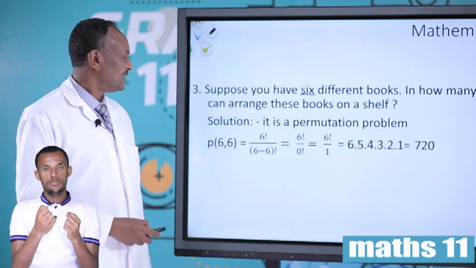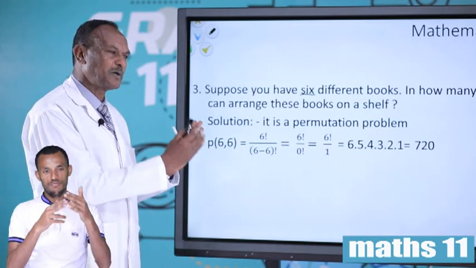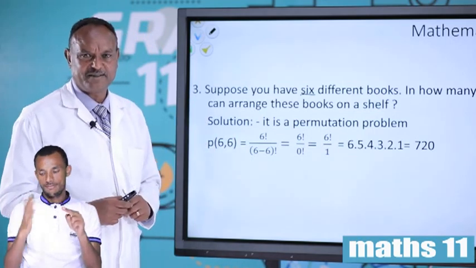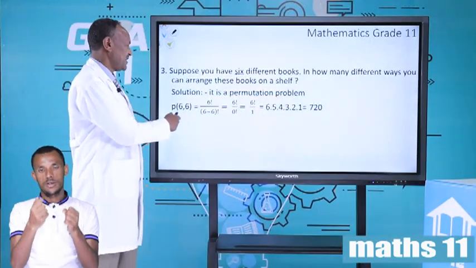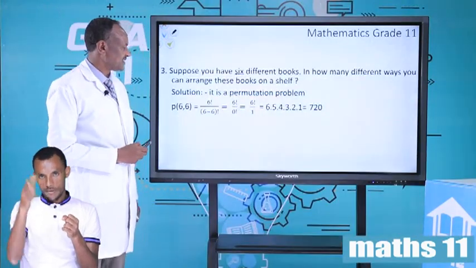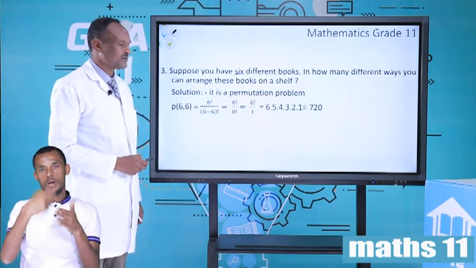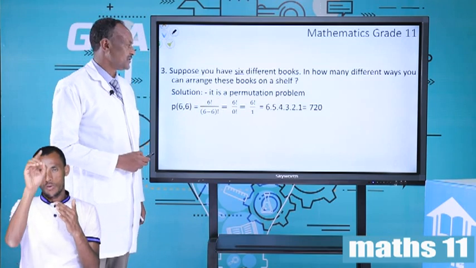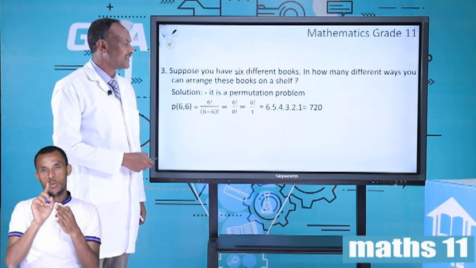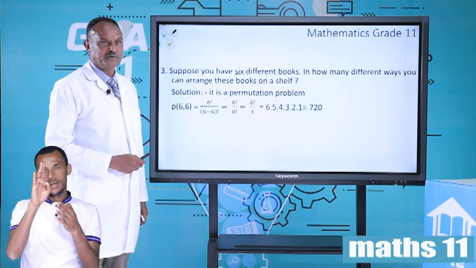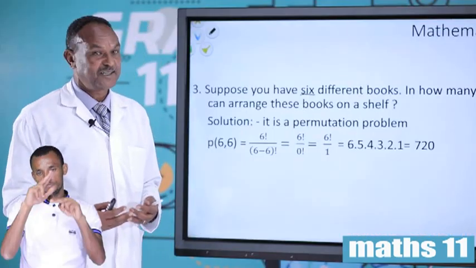We have 6 books given. When I put them on a shelf, all 6 books should be side by side. So you will have the permutation of 6, 6: 6 factorial divided by (6 minus 6) factorial. We will have 6 factorial over 0 factorial, which is equal to the product of the first 6 natural numbers, which is 720.